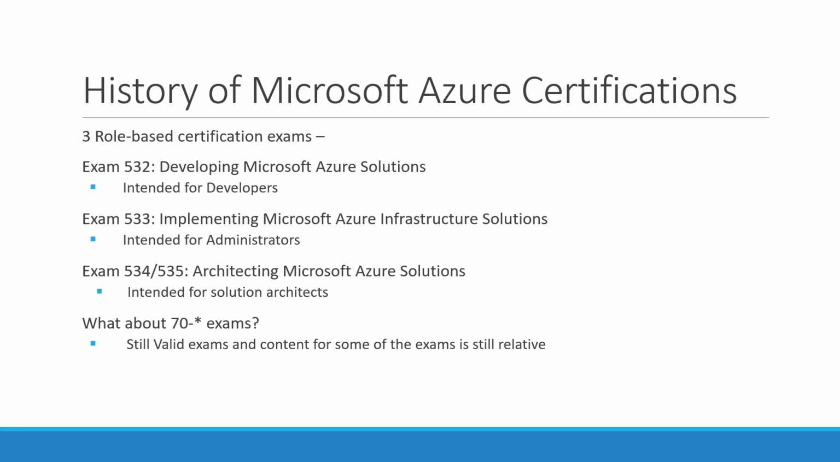During that time, Microsoft identified three different roles for Azure professionals, namely developers, administrators, and solution architects, and Microsoft launched three different certifications for each of those job roles. The first one was Developing Microsoft Azure Solutions, which covered the exam 532. The second one was Implementing Microsoft Azure Infrastructure Solutions, which was intended for administrators, and it covered the exam 533. The last one was Architecting Microsoft Azure Solutions, which was intended for solution architects, and originally the exam was 534, and later they introduced a new exam 535.